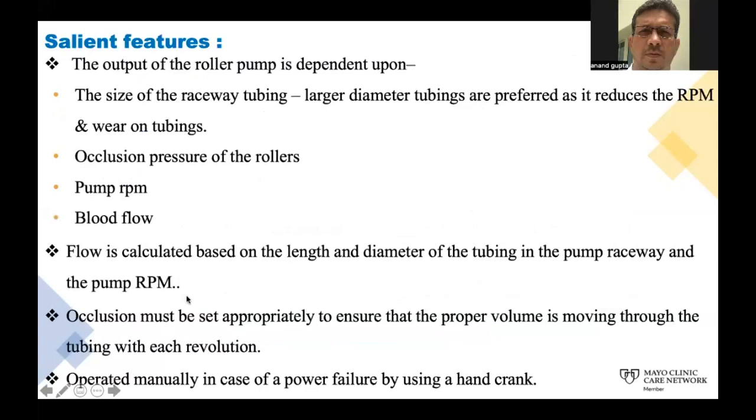What are the salient features of this roller pump? The output of the roller pump is dependent on the size of the raceway tubing. Larger diameter tubing is preferred as it reduces the RPM and wear on the tubing. Occlusion pressure of the roller, pump RPM, and blood flow are related. Flow is calculated based on the length and the diameter of the tubing in the pump raceway and the pump RPM. Occlusion must be set appropriately to ensure that the proper volume is moving through the tubing with each revolution. It can be operated manually in case of power failure by using the hand crank.